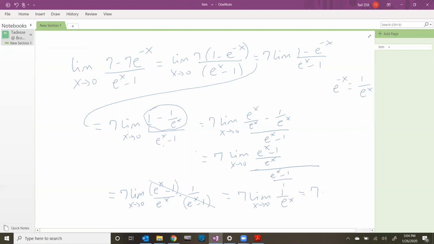Now, this is an exponential function, so it is defined everywhere. So the limit becomes the value, and I'll just plug it in: 1 over e to the 0. e to the 0 is 1. So the final answer will be 7. So the limit of 7 minus 7e to the negative x divided by e to the x minus 1 as x goes to 0 will be 7.